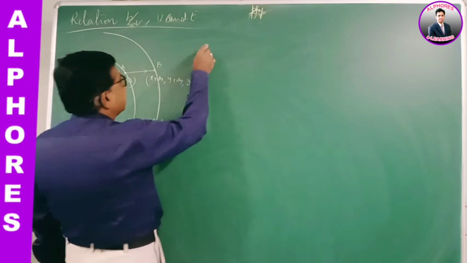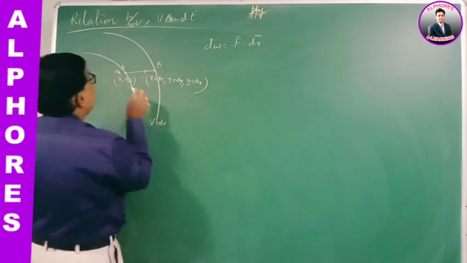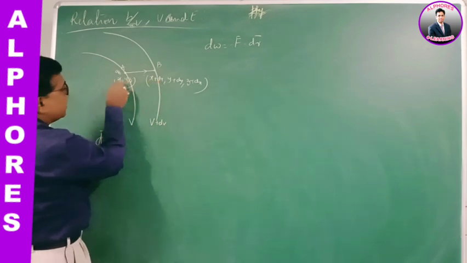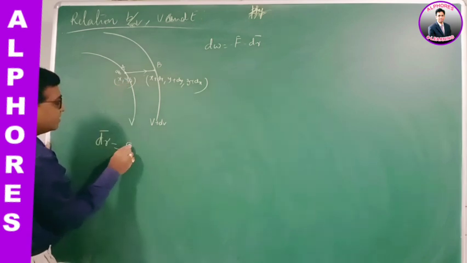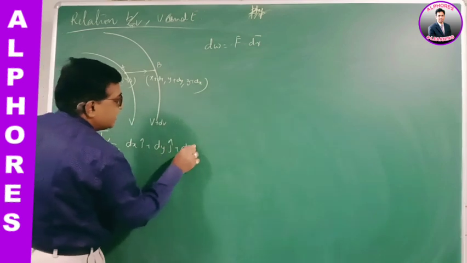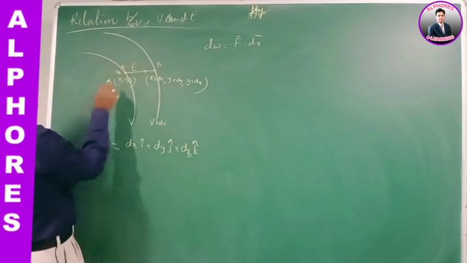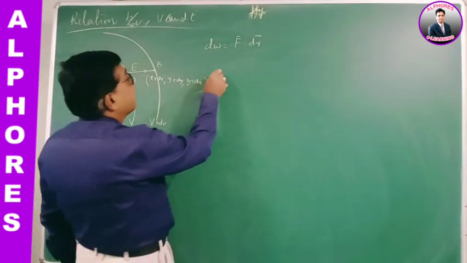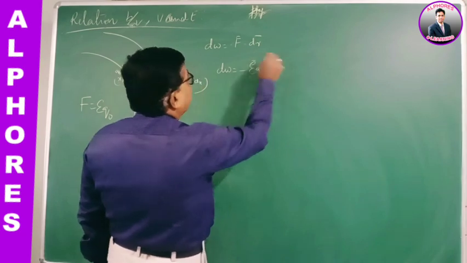Then the small work done in moving the charge from here to here is F dot dr. The displacement vector dr bar is (x2 minus x1) i, (y2 minus y1) j, (z2 minus z1) k, so it is dx i cap plus dy j cap plus dz k cap. Let the electric field between these two be some E. Then we know the force F is equal to EQ0. Then the small work done dW I can write as minus EQ0 dot dr bar.